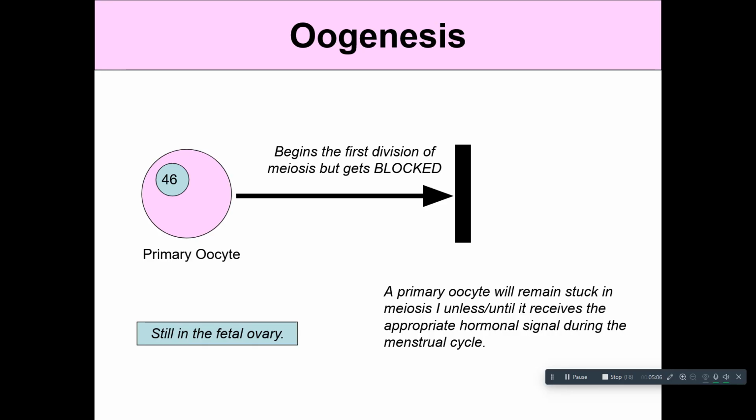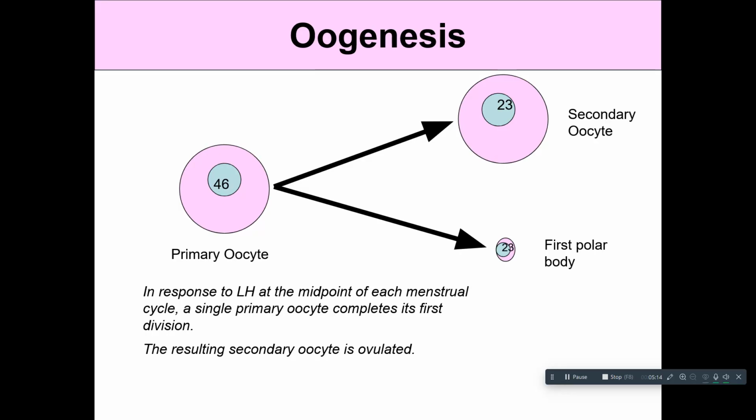Only one keeps going per menstrual cycle. So if you do the math here, not a lot of primary oocytes are going to undergo this first division and make secondary oocytes. I mean, if it's one primary oocyte per menstrual cycle that divides, how many menstrual cycles is a woman going to have between puberty and menopause, taking away any cycles that just happen to be irregular, taking away any time when she is pregnant or lactating? We're talking maybe 400 secondary oocytes are going to be made.